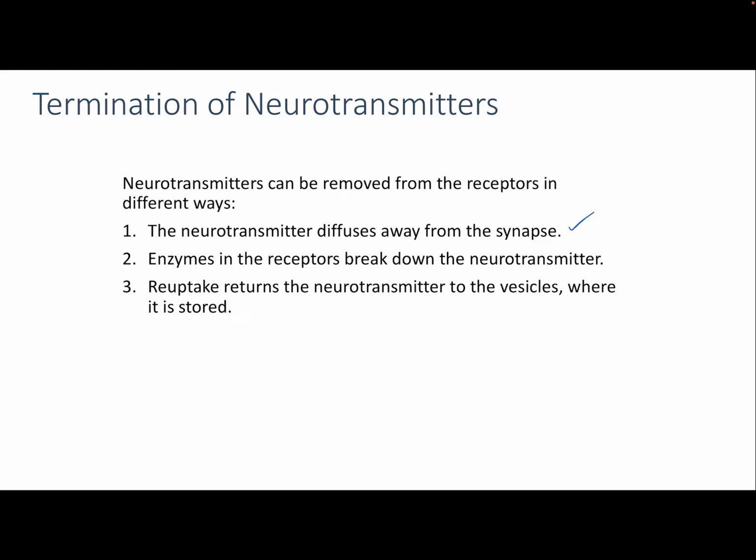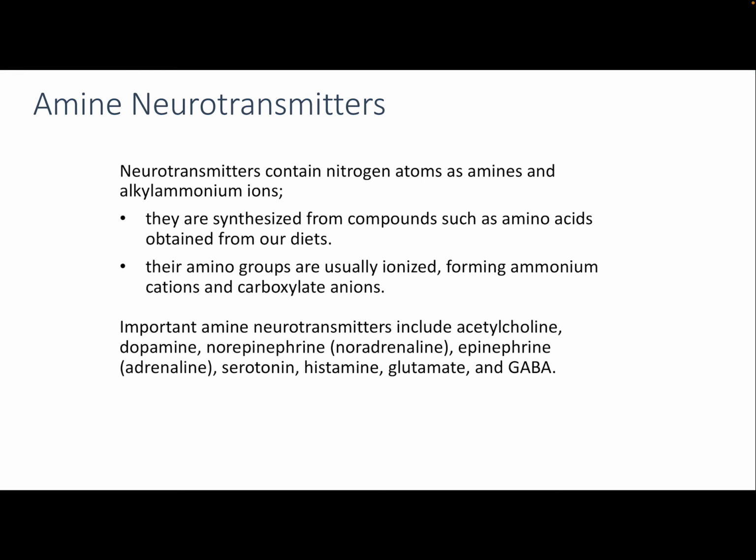Or they get reuptaken. What that means is that some mechanism collects them and then puts them back into the cell so that they can be reused. So they get stored back into the vesicles where they were dumped out of. So these are the ways that neurotransmitters are dealt with once they have been excreted into the synapse.